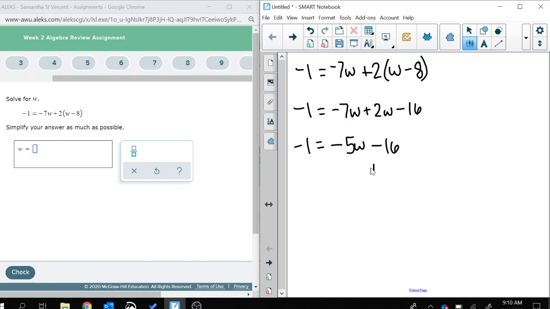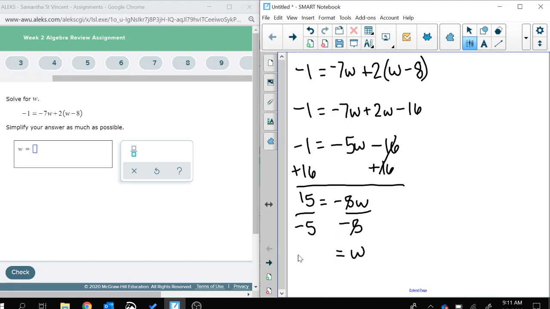This is my two-step equation, so I'm going to add 16 to both sides. So those will cancel out, and I have 15 equals negative 5w, and divide both sides by negative 5 because those will cancel out. So w equals negative 3. Positive divided by negative gives you a negative. So then you could type your answer in there.